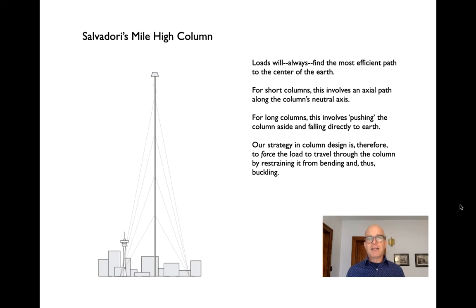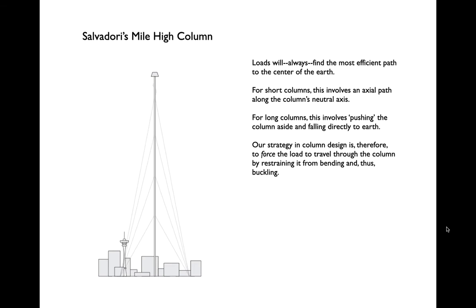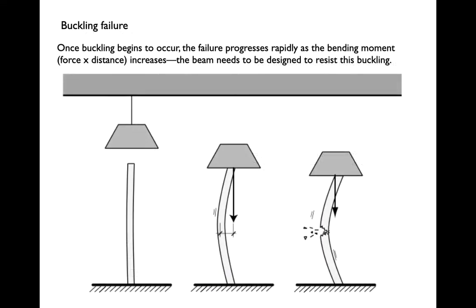So when we were designing what we call slender columns, columns that look more like columns and less like hockey pucks, our strategy is going to be to try to restrain the column. And we do this when we're designing radio towers, for example. We do this with guy wires that literally keep the column not only from falling over, but keep it from buckling in one direction or the other. We're basically restraining it from bending and therefore preventing it from buckling, forcing the load to take the axial path to the ground.